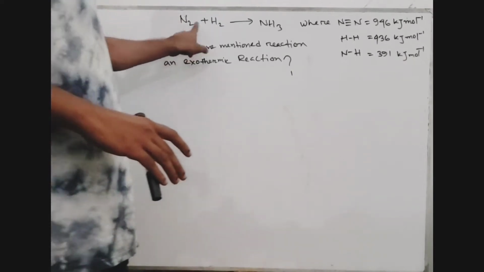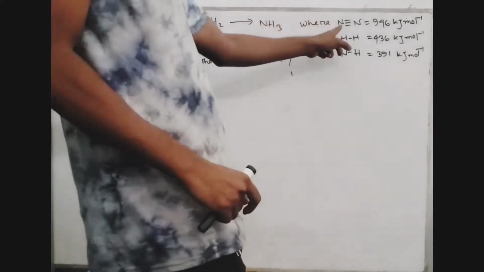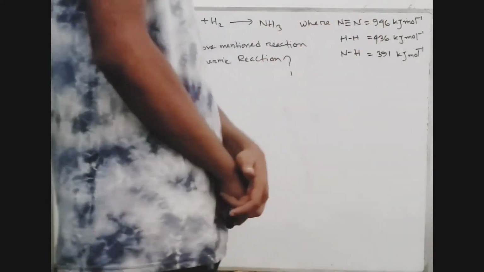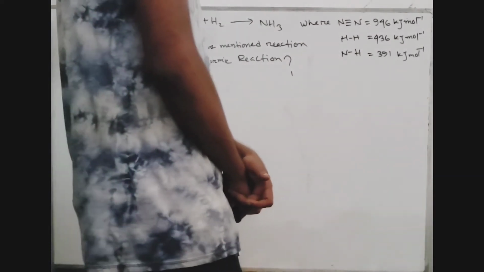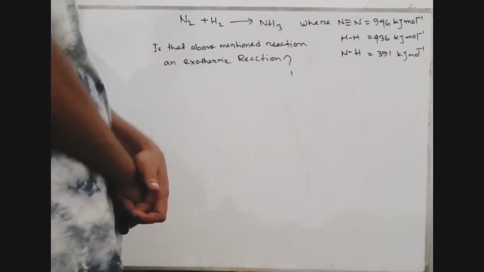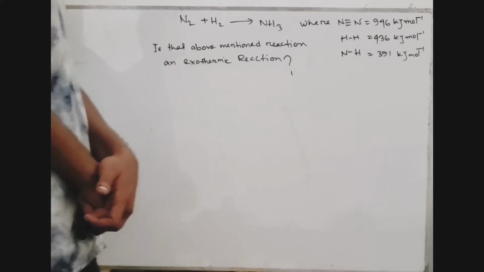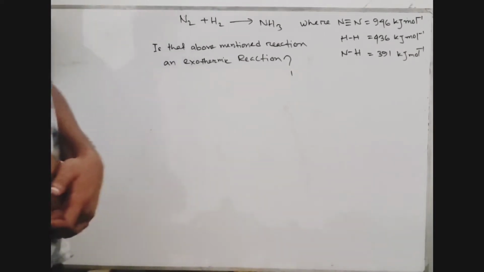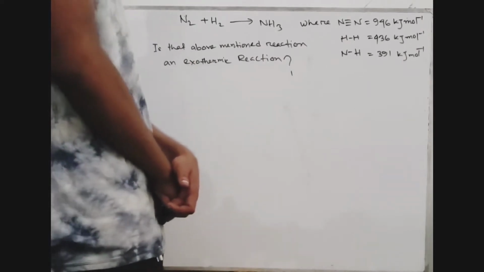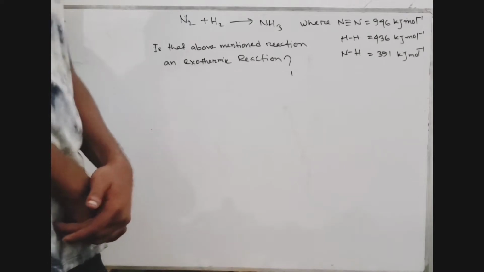Nitrogen gas plus hydrogen gas produces ammonia. Here, the nitrogen triple bond energy is 946 kilojoule per mole, the hydrogen-hydrogen bond, you can say also single bond, is equal to 436 kilojoule per mole, and the nitrogen-hydrogen bond is equal to 391 kilojoule per mole. Now I am going to discuss the mathematical problem. And the question is: is the above mentioned reaction an exothermic reaction?